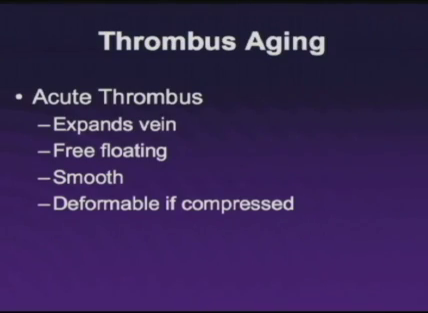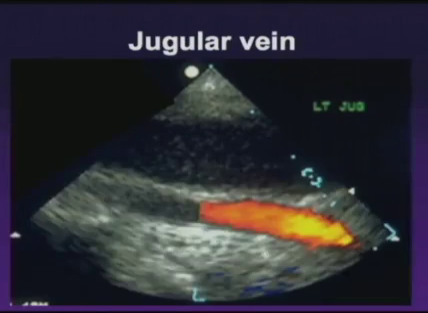The criteria for acute thrombus are that it expands the vein, that it's free-floating, that it's smooth, and when we can compress the vein, it can change shape because it's still rather soft. Here we can see a jugular vein thrombus, which is markedly enlarged compared to the corresponding carotid artery, and this indicates marked distension from acute deep venous thrombosis.